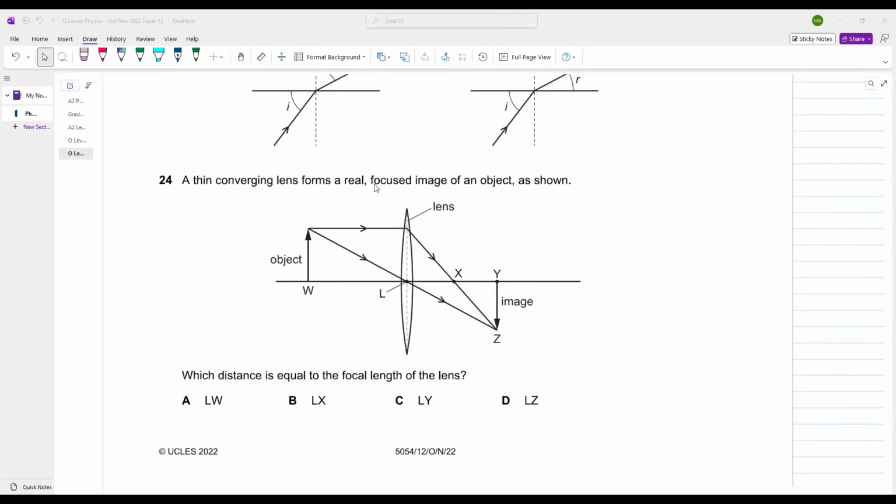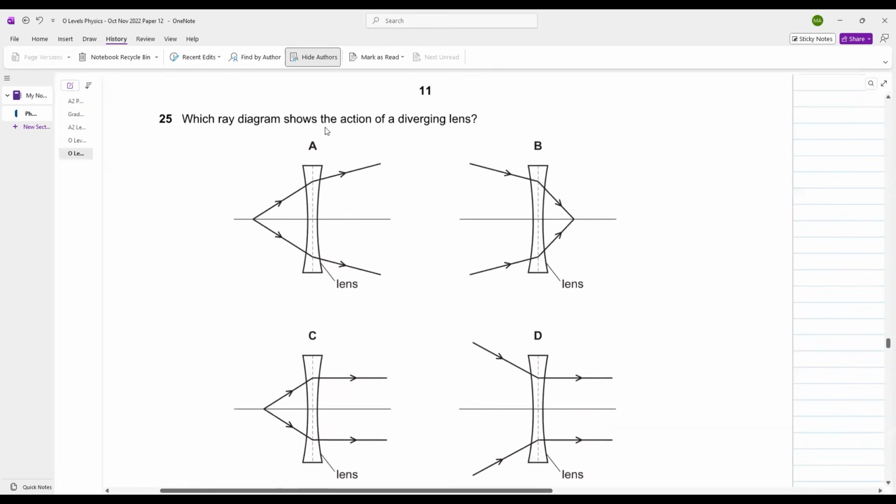Now, if you further see, a thin converging lens forms a real focused image of an object as shown. Which distance is equal to the focal length of the lens? Can you realize rays parallel to the principal axis? बेटा, कोई भी ray parallel to the principal axis, once it hits the lens, it will pass through the focal point. This is your optical center. The distance between the optical center and the focal point is known as your focal length. F. LX is your focal length. B is your answer. Simple. 25 पे आ जाओ बेटा.